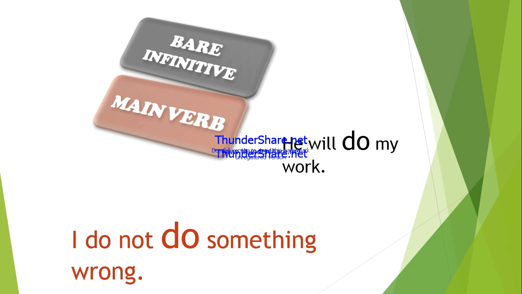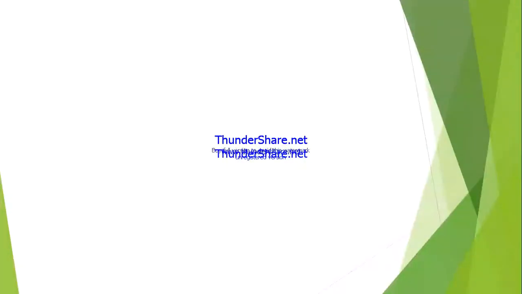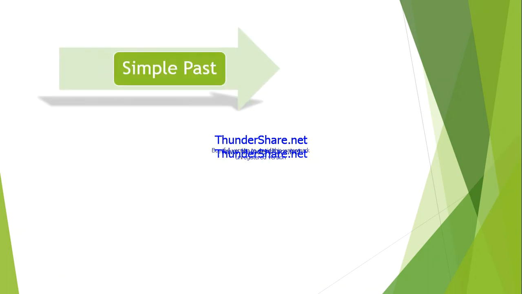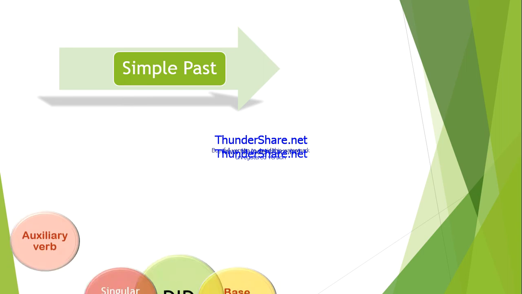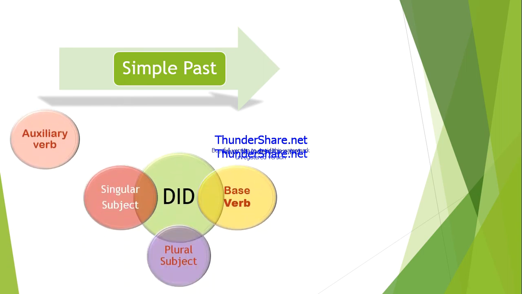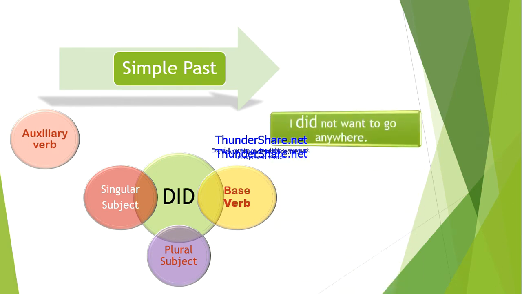Next, if we talk about simple past, in simple past we use did as an auxiliary verb. Did we use with the base form of the verb, you can say the first form of the verb, and we use it with singular subjects and with plural subjects. For example, I didn't want to go anywhere. Here the highlighted did is an auxiliary verb.